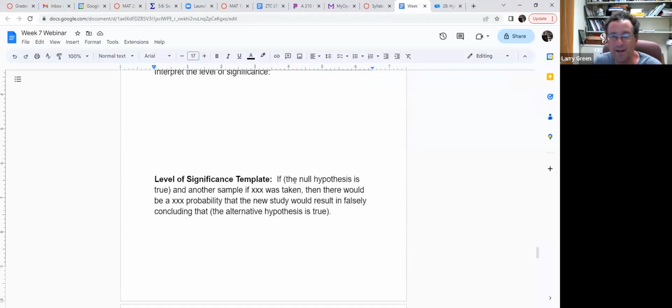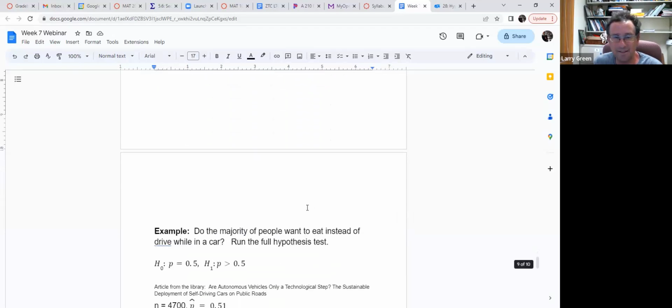And then for the level of significance template: if, and then you read the null hypothesis is true, okay? And if another sample of how many was taken, same as the p-value template, then there would be a level of significance probability that the new study would result in falsely concluding, and then you restate the alternative hypothesis. Any questions at all on these templates? I like to give you those so you know what's going on.